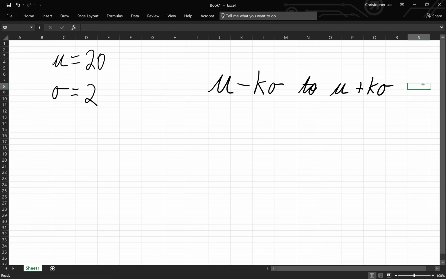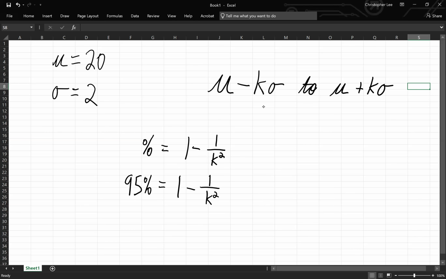So if they don't give you K, there's a formula to find out K. It's percentage is equal to 1 minus 1 over K squared. Just like that, right? So in this scenario, they're giving you a percentage. Let's say that they want 95% of the data. So you just write in the 95 and you just solve for K, and that's it.